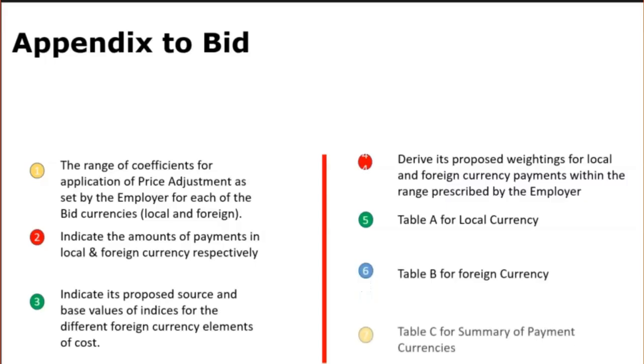In Table C for summary of payment currencies, the bidder will present the amount it expects to be paid in each currency and the corresponding exchange rate it used in the currency conversion.